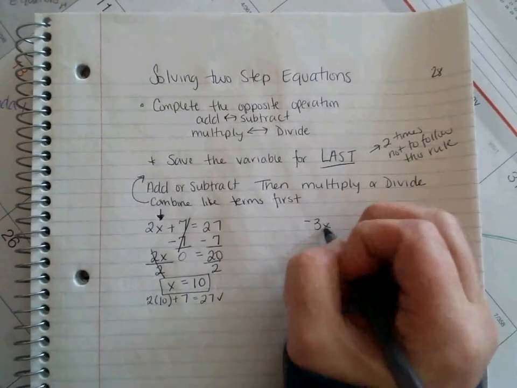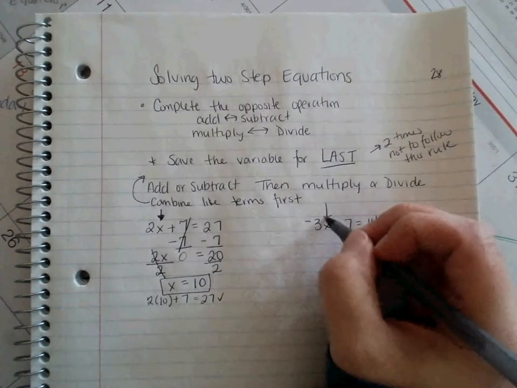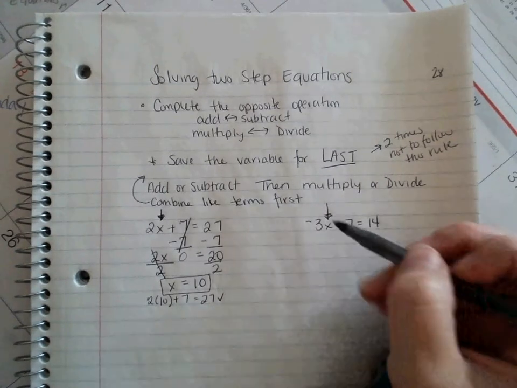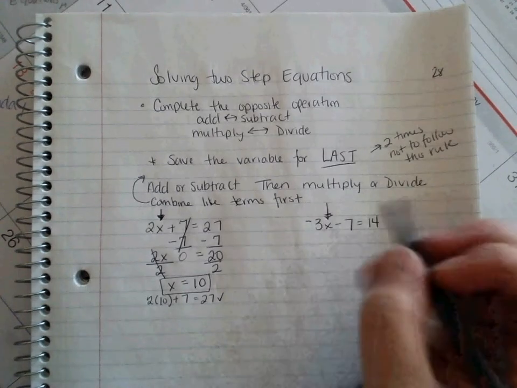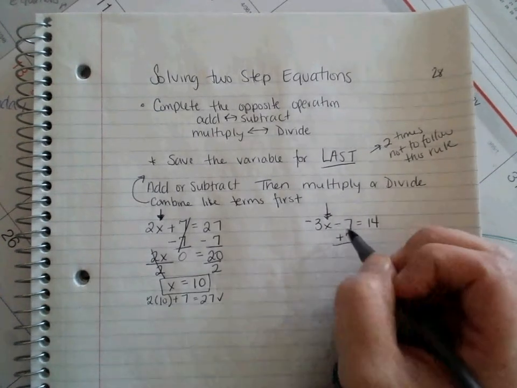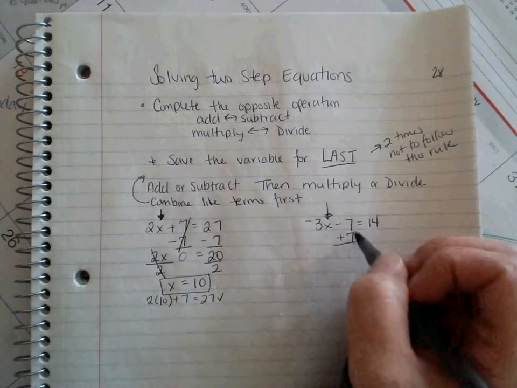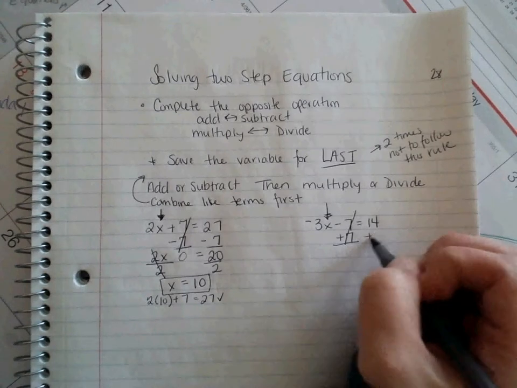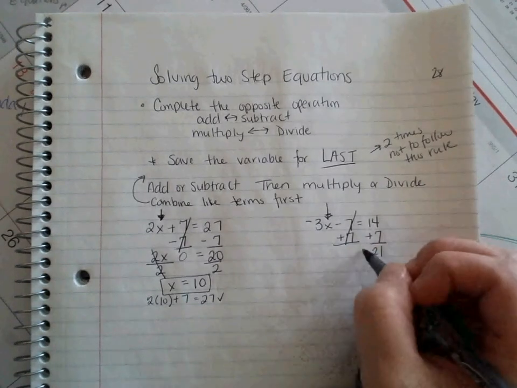If I give you negative 3x minus 7 equals 14, saving my variable for last. So I have a minus 7. Opposite of minus 7 is plus 7. So negative 7, because I don't say minus 7, so negative 7 plus 7 cancels each other out, so I'm going to add 7 here. 14 plus 7 makes 21.